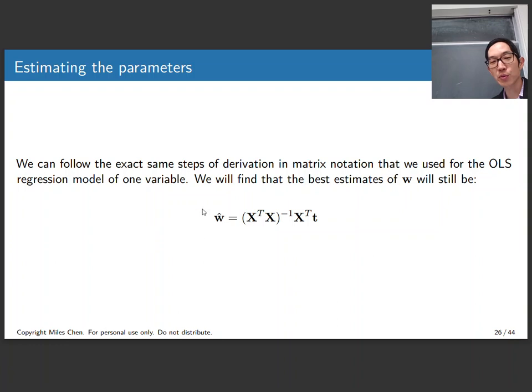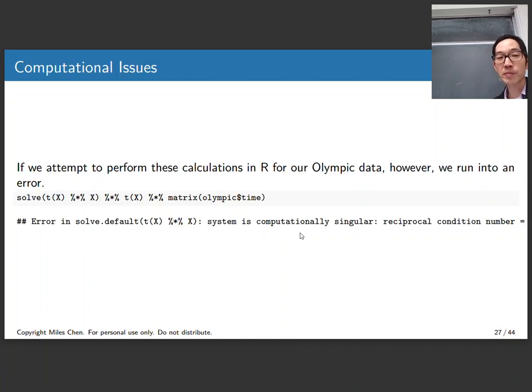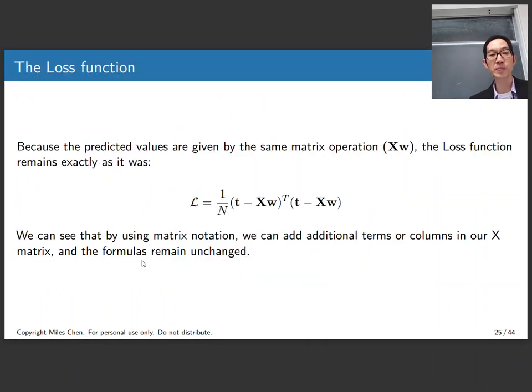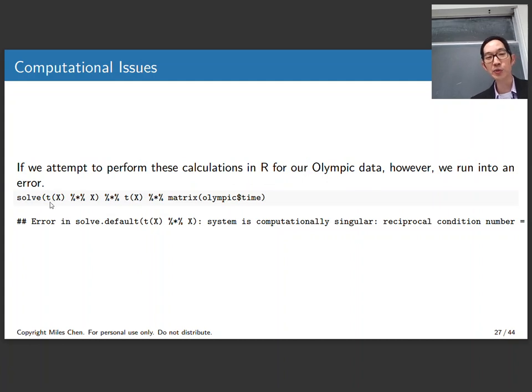All right, so this is what we have. My estimated coefficients are going to be found by doing X transpose X inverse X transpose T. So let's go ahead and try to do that. I have my X matrix, which has a column of ones, a column for X values, and a column for X squared values, and I'm going to do X transpose X inverse X transpose T. I've got X transpose X times X. Inverse is solve there, times X transpose times T. Okay, what happens? I run into an error.